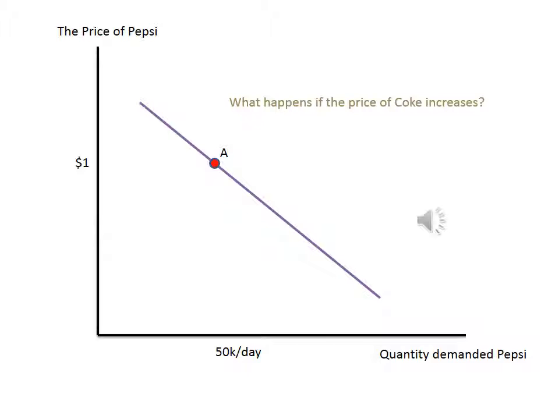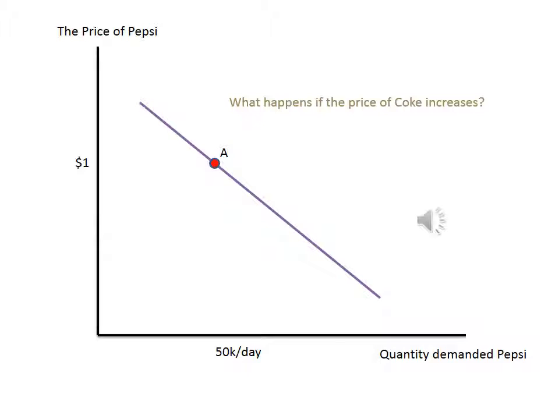All right, let's look at the demand curve for Pepsi. And let's imagine we're at point A, where the price of Pepsi is $1, and at this price, people in our city buy 50,000 cans of Pepsi every day. What happens if the price of Coke increases? Well, if the price of Pepsi had increased, we know we would just move along the demand curve for Pepsi. But I haven't changed the price of Pepsi. I'm telling you what changes is the price of Coke.